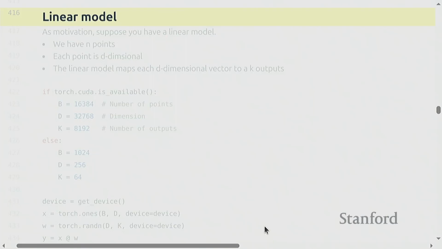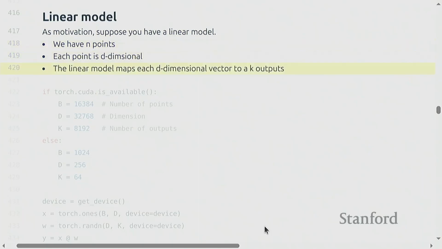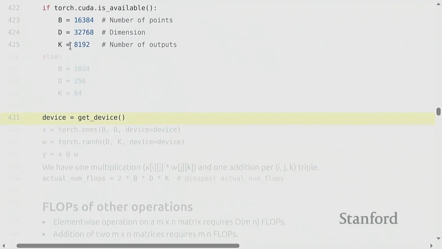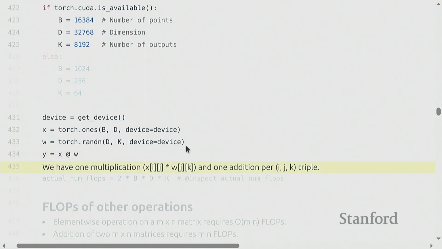Okay, so let's go through a simple example. Remember, we're not going to touch the transformer, but even a linear model gives us a lot of the building blocks and intuitions. Suppose we have n points. Each point is d-dimensional, and the linear model is just going to map each d-dimensional vector to a k-dimensional vector. So let's set some number of points, B, the dimension is D, and K is the number of outputs. Let's create our data matrix x and our weight matrix w. And the linear model is just a matmul, so nothing too interesting going on.